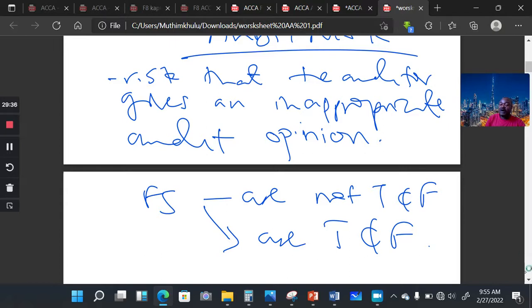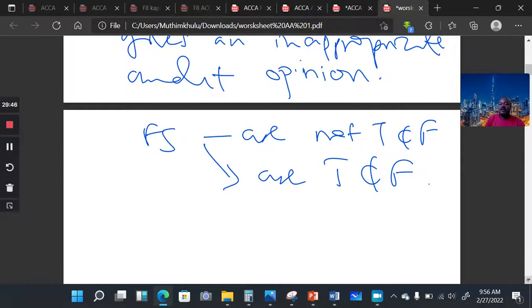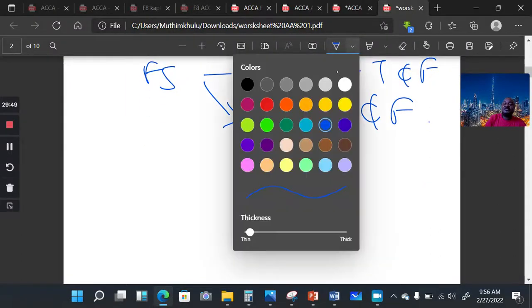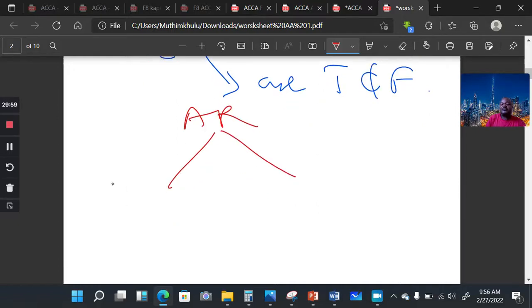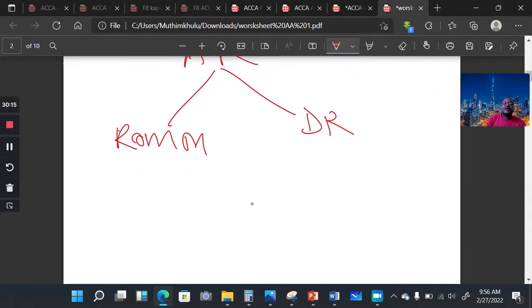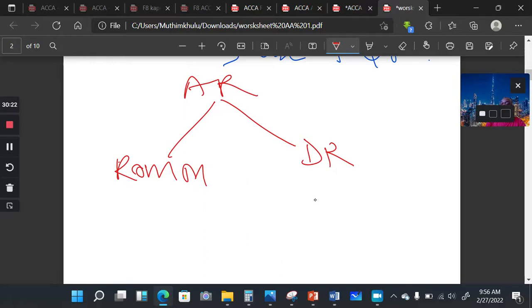So that risk is the one which we are going to be examined on in the exam. Many scholars believe that audit risk has two components: risk of material misstatements and risk of detection. We call it detection risk, DR. In the exam, when the examiner asks you to talk about audit risk, he is just referring to this combination.